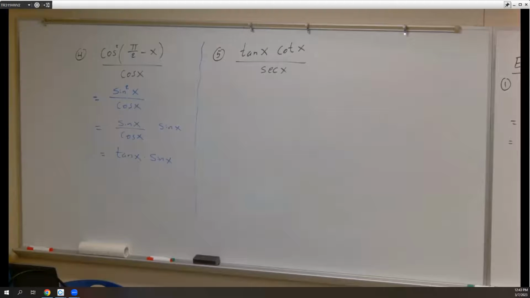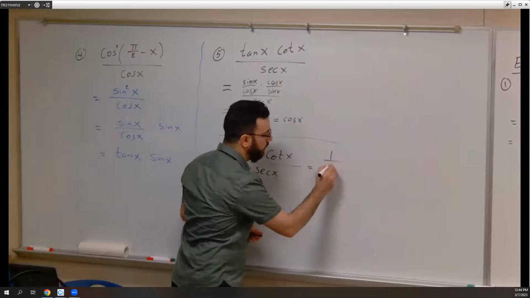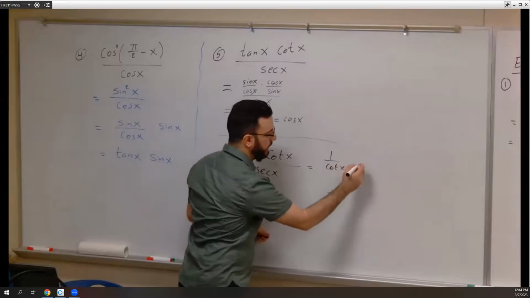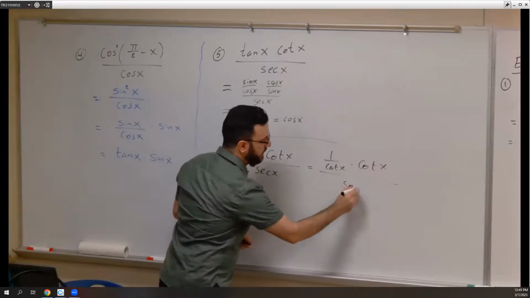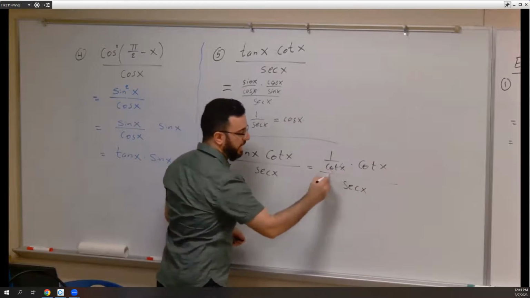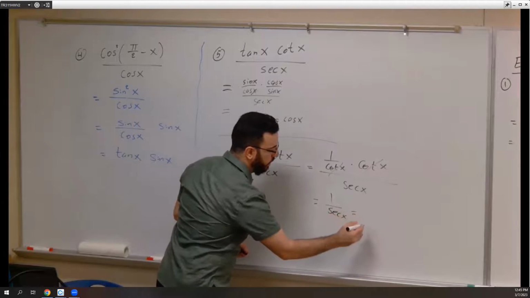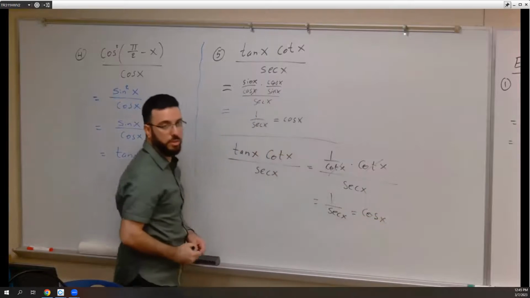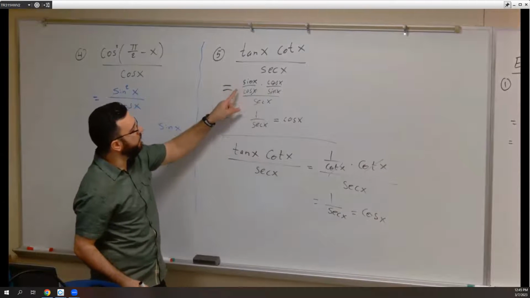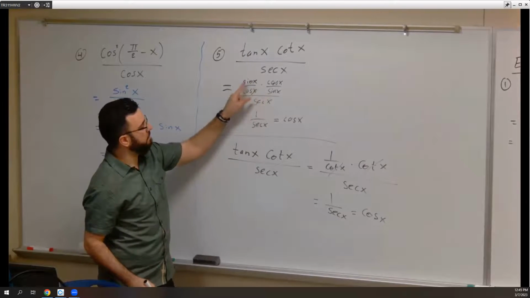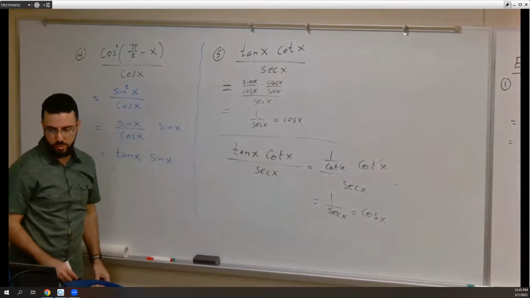I think to solve it, go ahead. The tangent is what? Is that 1 over cotangent x? And here is cotangent x. And here is secant x. So I'm gonna cancel these. It's going to be 1 over secant x, which is equal. So you have more than one way to solve it. He said, okay, I'm gonna use sine over cosine, cosine over sine. Cancel everything, it's going to be 1 over secant, which is equal cosine.